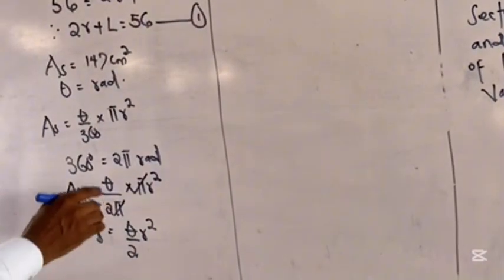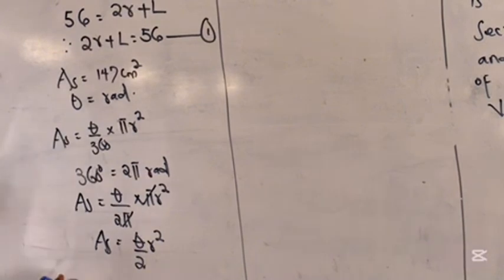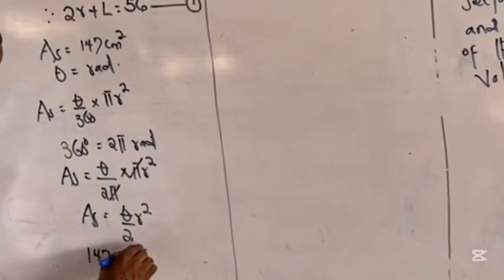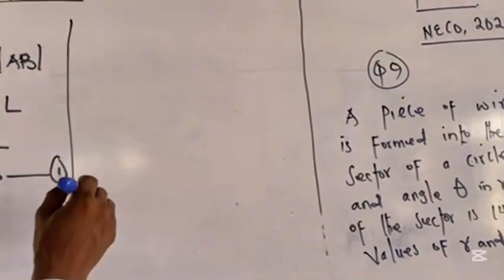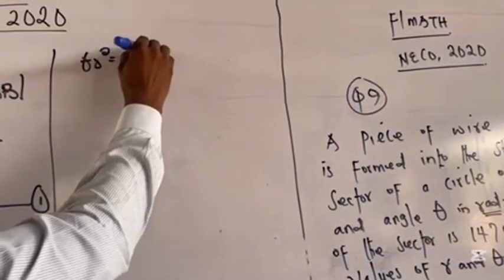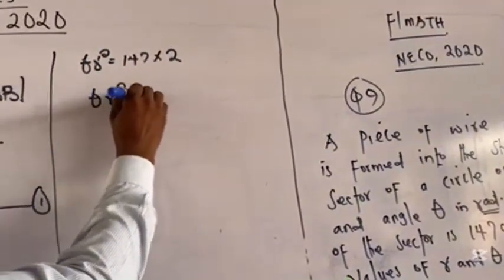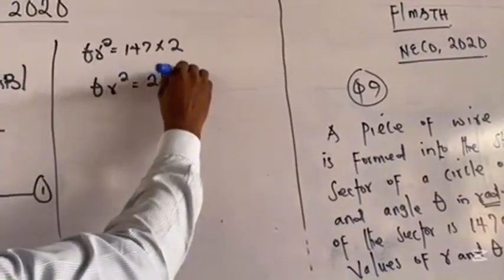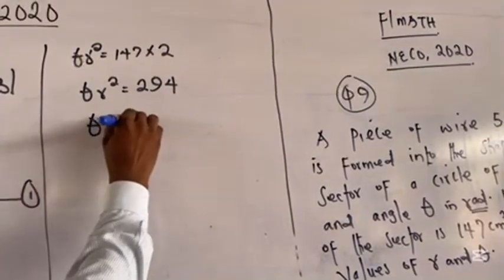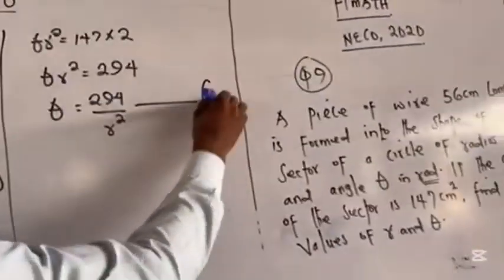And the value of the area is 147. I'll put this in place of the area of the sector. So here it becomes 147 equals theta over 2 times r squared. If I make theta r squared the subject, theta r squared will give me 147 times 2 if I cross multiply. So theta r squared gives me 294. There are two unknowns here. Let's make theta the subject of the formula. My theta is now 294 over r squared. Let's call this equation 2.